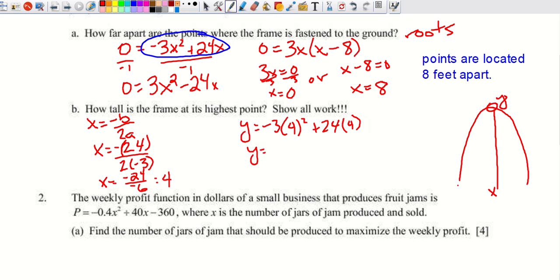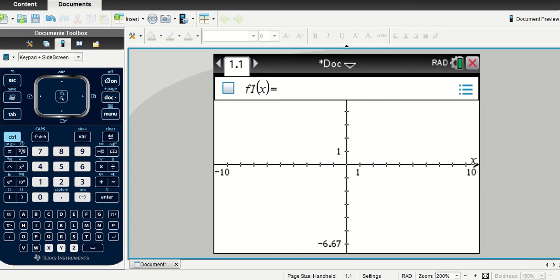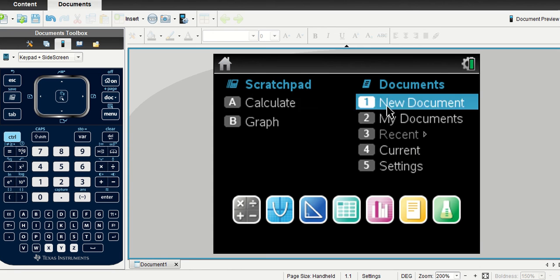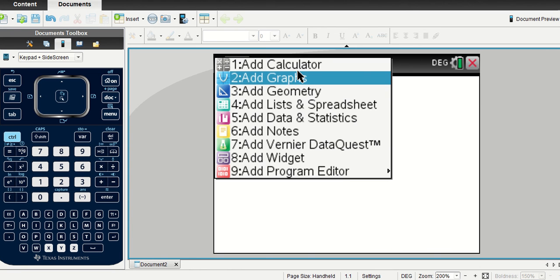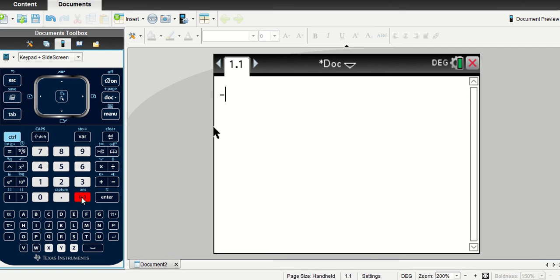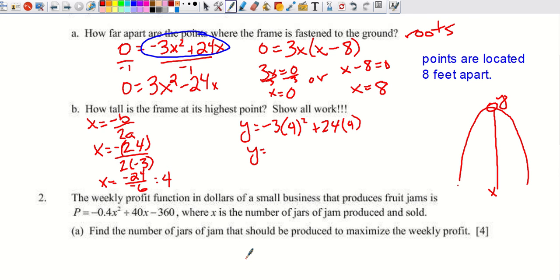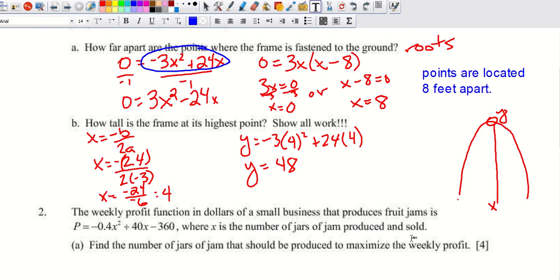All right, and then we can take our calculator. We got negative 3 times 4 squared plus 24 times 4. Just double checking that we did that right. Looks good. And now I get 48. Okay, so I am just going to clean up the 4 here. There we go. So y equals 48. Okay, and that means the frame is 48 feet tall at its highest point.